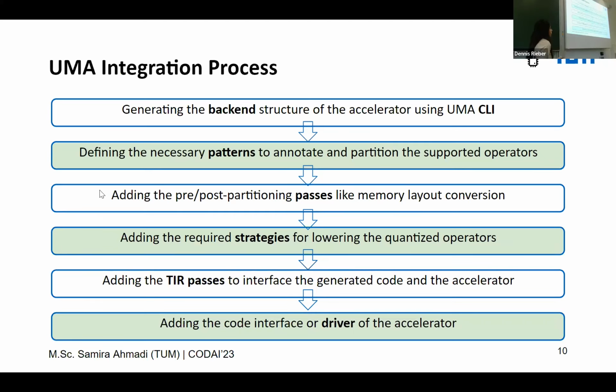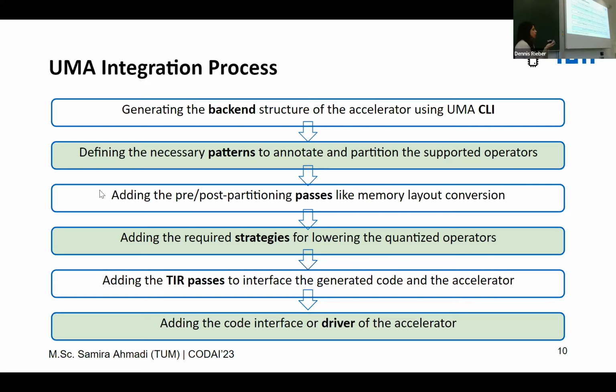Okay, here you can see the UMA integration process. First, we should generate the backend structure of the new accelerator using the UMA CODAI interface. And then we should define the necessary patterns to annotate and partition the supported operators. For this example, QNN conv2d, a composite function of QNN conv2d and bias addition. And then we maybe need some post-partitioning passes in the Relay IR, like memory layout conversion.